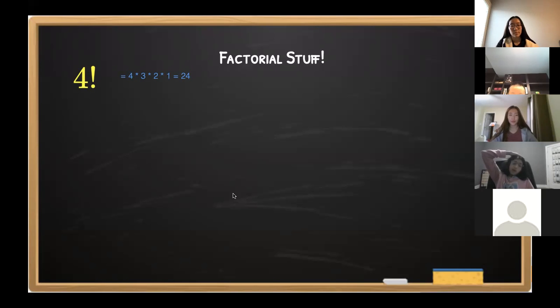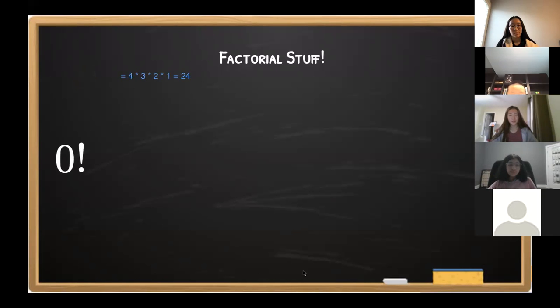Okay, so the first one is pretty simple. What is 4 factorial? We have some really speedy answers. Yeah, you're right. It's 24, because 4 factorial is equal to 4 times 3 times 2 times 1. 4 times 3 is 12, 12 times 2 is 24, and anything times 1 is just itself, so it's 24. Okay, next question.